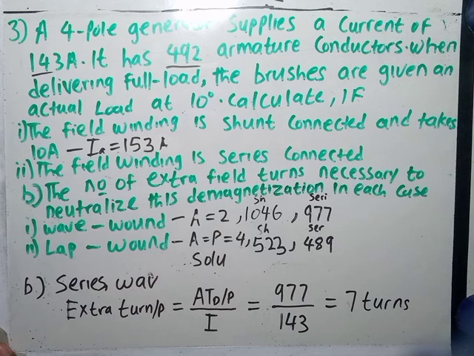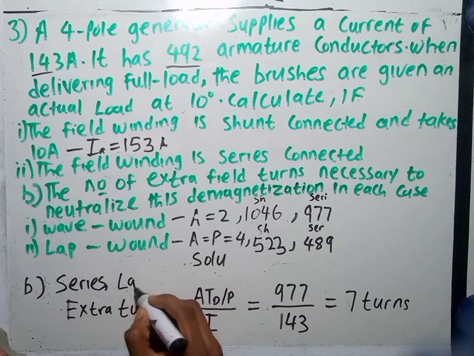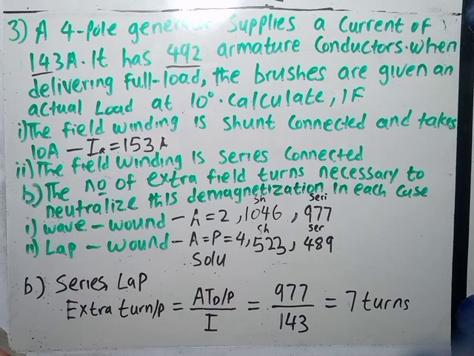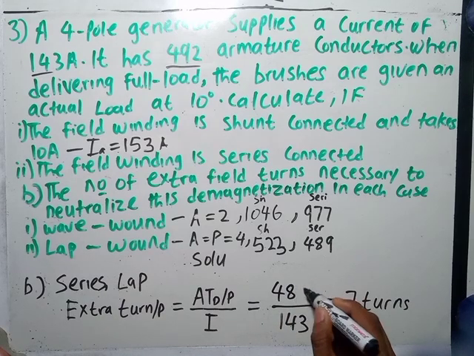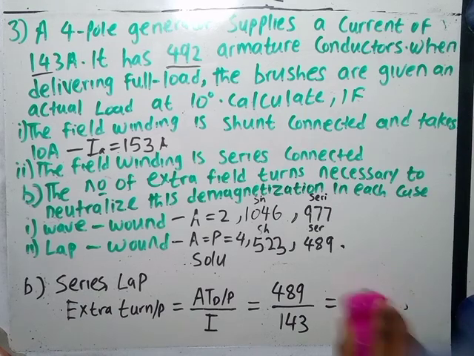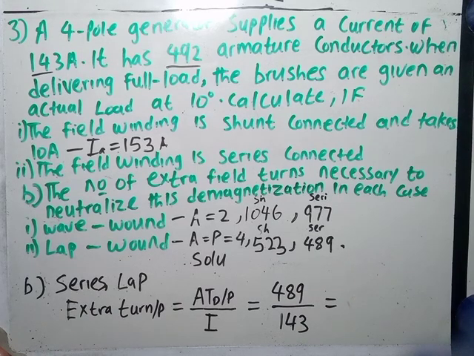Now for our series lap, our value here will change to 489, and inputting this in your calculator, we are having approximately 3 turns. So that's all about the question.